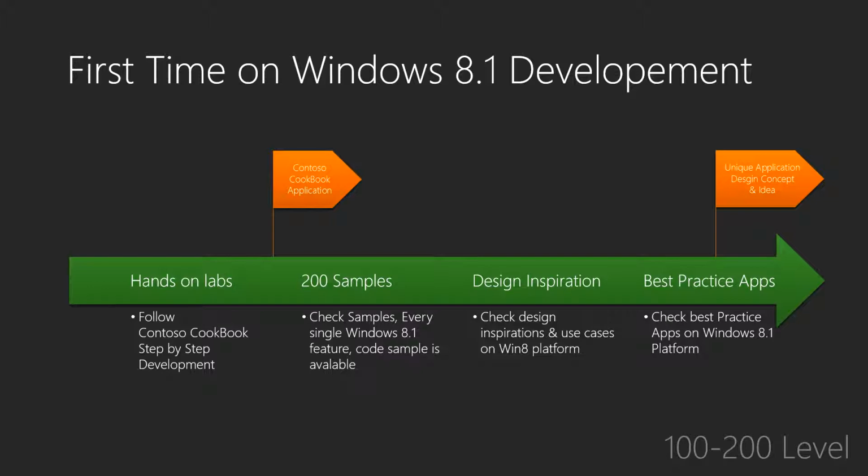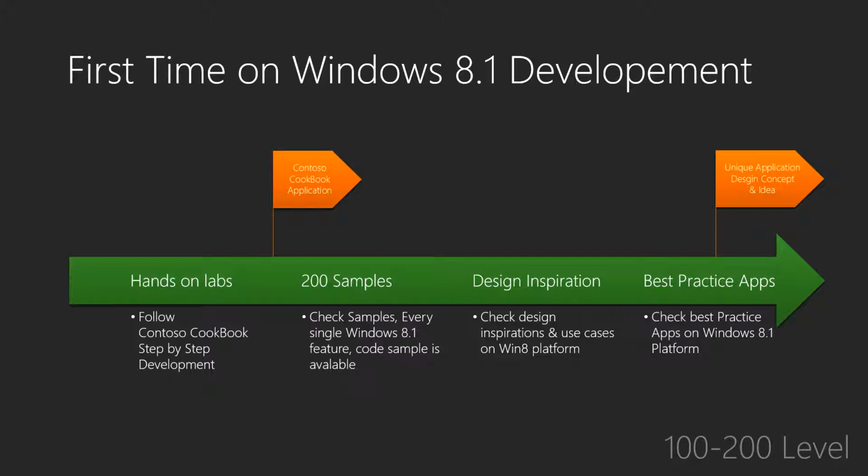Now, for those for whom Windows 8 development is new, this is the steps they should take. First, you work on the hands-on labs. The hands-on labs is a step-by-step introduction to Windows 8.1 development, where they take you through building an app that they already had. They take you through how to load the data, how to customize the user experience step by step, and adding all the features that are required for the application, like the search charms, adding live tiles, etc.